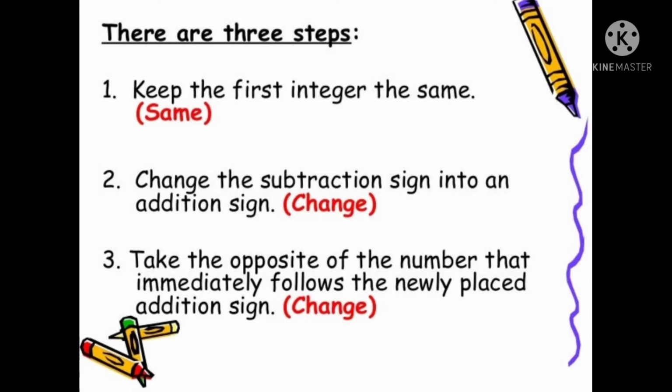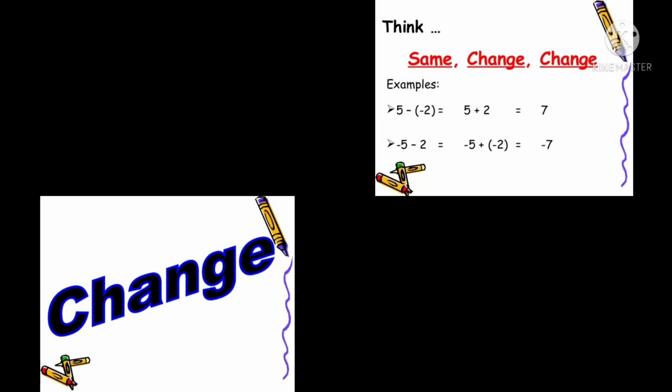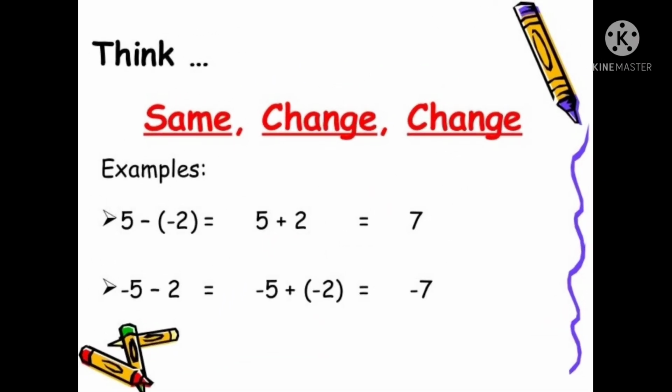1. Keep the first integer the same. 2. Change the subtraction sign into an addition sign. 3. Take the opposite of the number that immediately follows the newly placed addition sign. We call it same, change, and change. Look at the given examples. Same, change, and change.